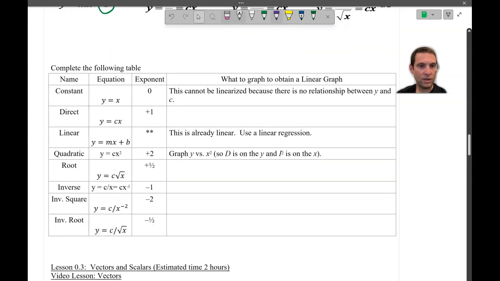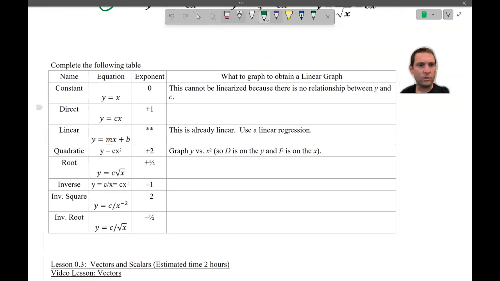There's more? Okay. What to graph to obtain? I think this is what we just did. So I just wrote right on it. Sorry.